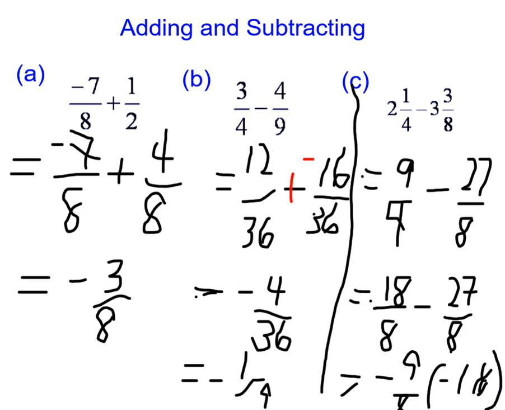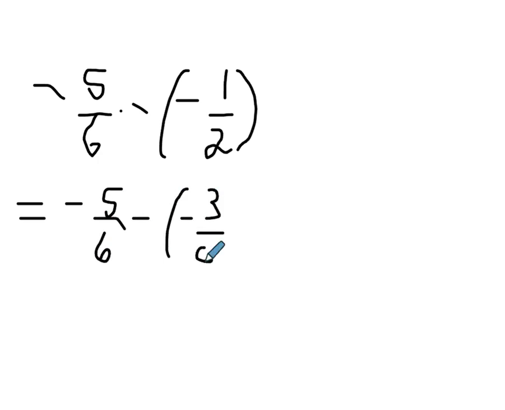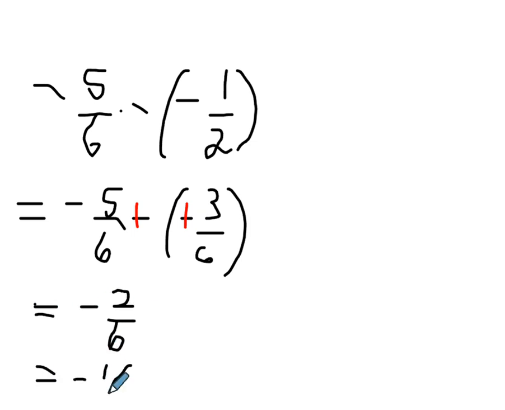Maybe the only other thing I want to just go through, because there isn't one, is like, what would you do if you had something like, let's say, -5/6 minus -1/2, okay? So again, we get a common denominator. I'm going to keep that negative with the top number. And then remember, when I subtract a negative, it's like adding the opposite, right? So this will become -2/6, which will be -1/3. So that's just kind of what you do if there's, say, a double negative.